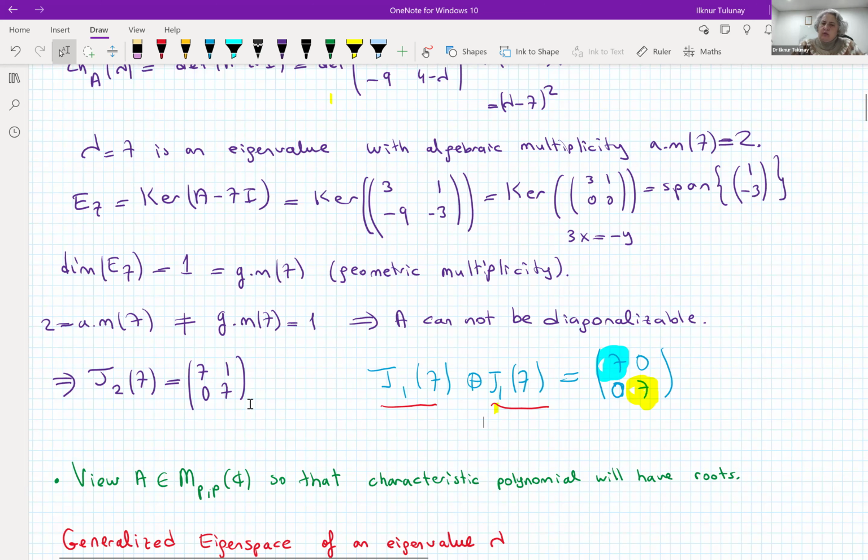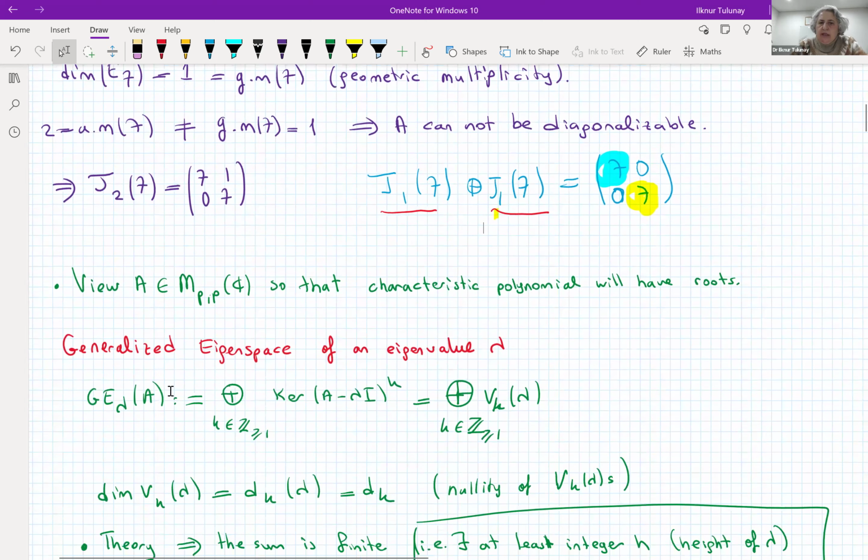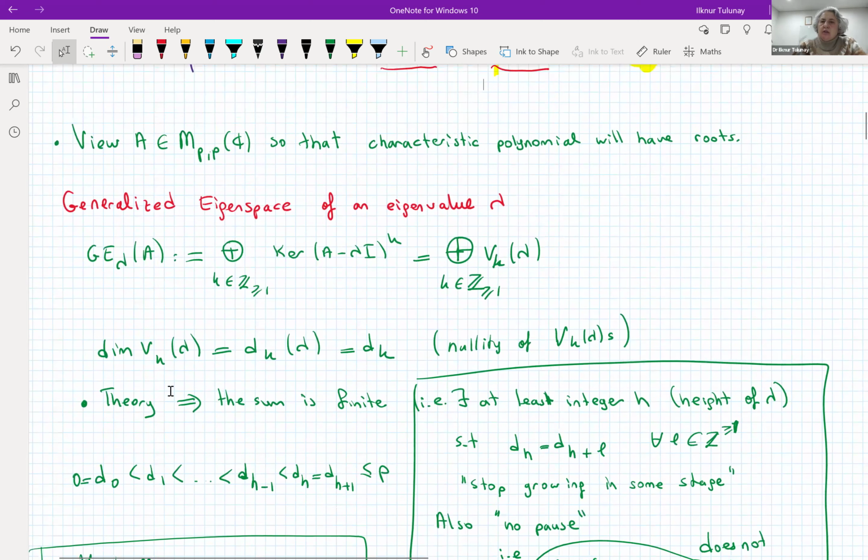Okay, this is the Jordan form corresponding to eigenvalue 7. I would like to explain a little bit of the general theory that we are going to use. If you have a matrix A, this is just a definition of the generalized eigenspace, because the next step is to calculate the generalized eigenspace of lambda. So lambda is the eigenvalue, and the generalized eigenspace is denoted with this notation for the matrix A.